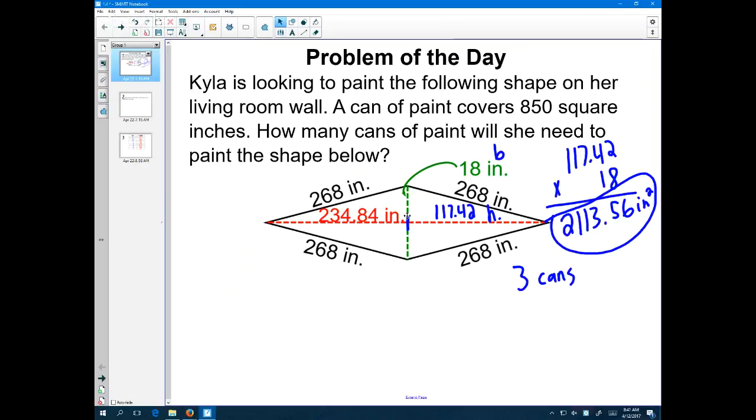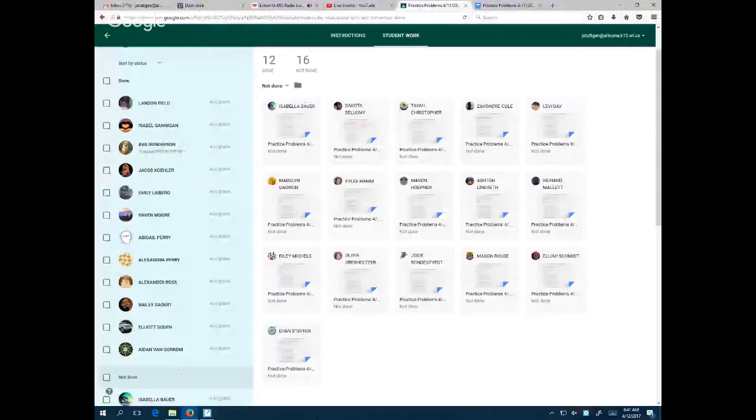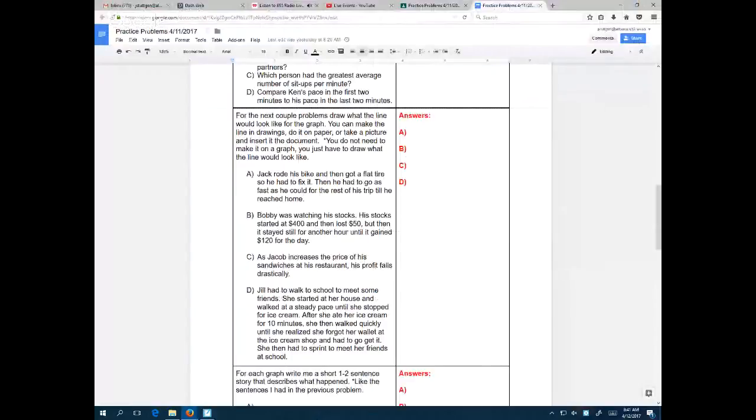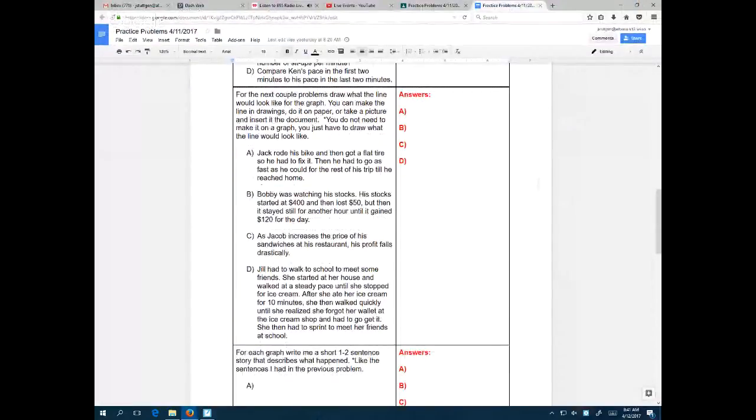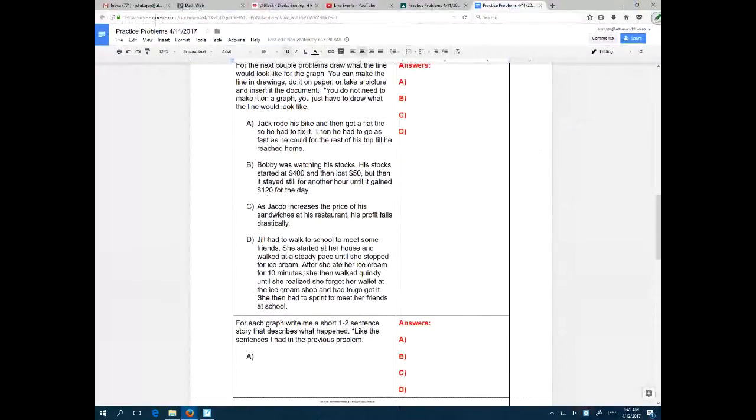Okay. Here's what we're going to do. We're going to first go over some of the practice problems. So you should all have this done. For this question, you were given a story and you didn't have to draw the graph, all you had to do is draw what the line would look like. The first one says Jack rode his bike and then got a flat tire, so he had to fix it. Then he had to go as fast as he could for the rest of his trip until he reached home. Can someone come draw what that line would look like?